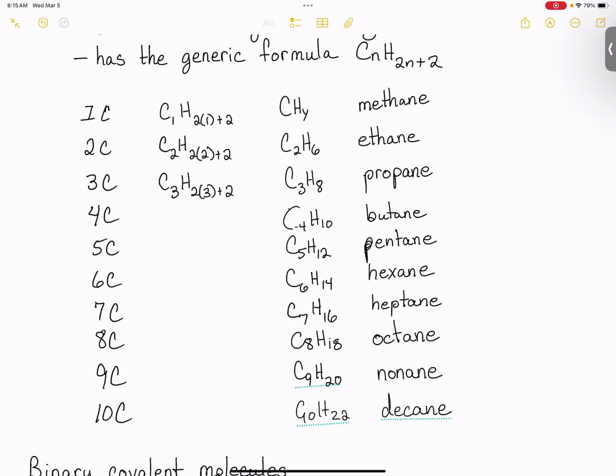So those are the alkanes that you must know. You must know their name, and their formula, and you must be prepared to go between the two on an exam. Questions about alkanes?